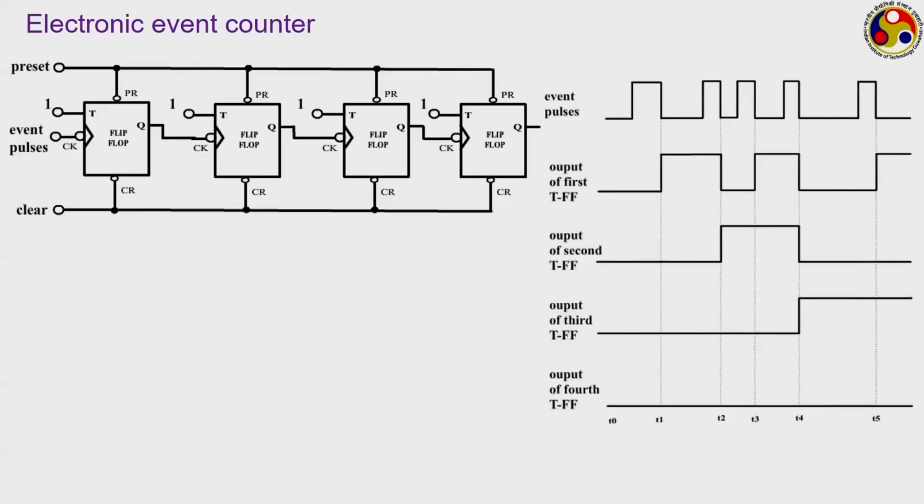It is just a combination of 4 JK flip-flops connected like it is shown here, and this is the output. If the event pulse is something like this, the output of the first stage will be like this, the second one will be delayed by this particular amount, the third one will be delayed from the second by this amount, and the fourth one will be delayed even further, and their combination will keep on giving you a count of the total number of events that has happened.